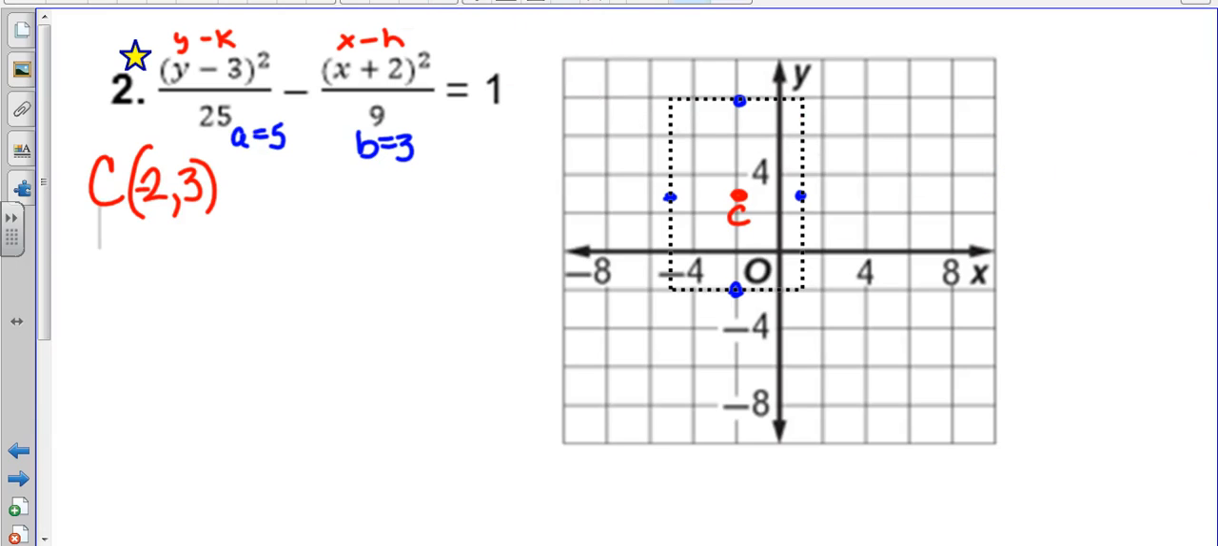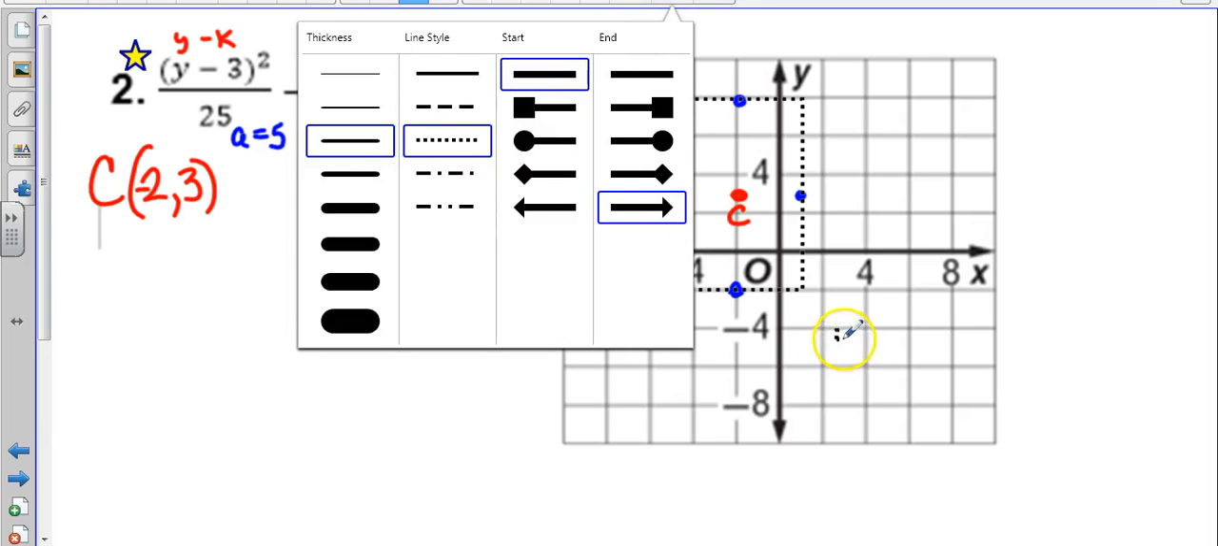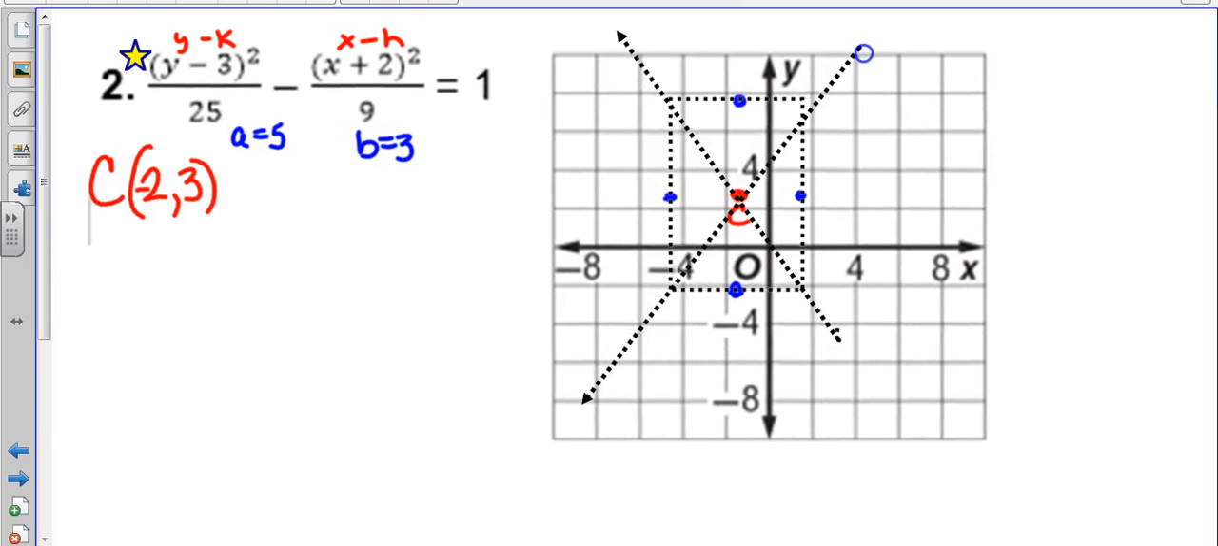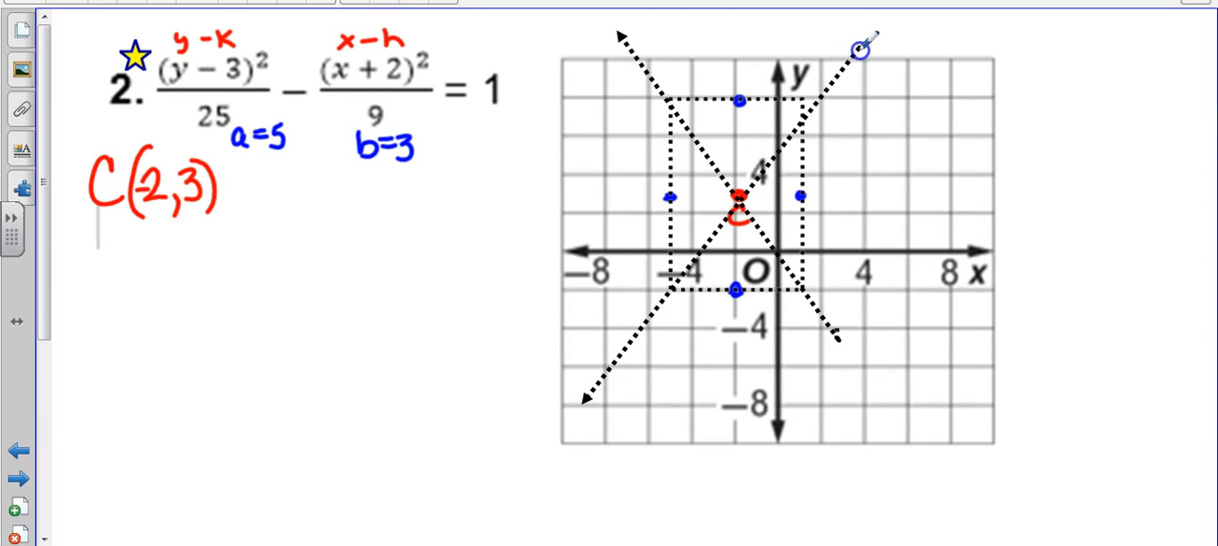There's my rectangle. Ah! Don't want another rectangle, I want a line. Sorry. Whoa, whoa, whoa. What did I just do? I was trying to straighten that out, but I moved the whole graph. Is it still about the right spot? I think so. All right.